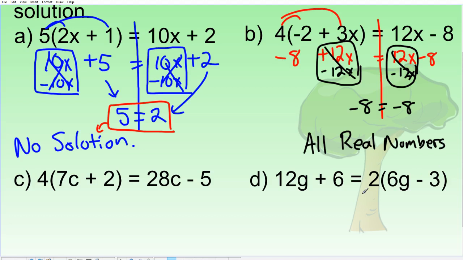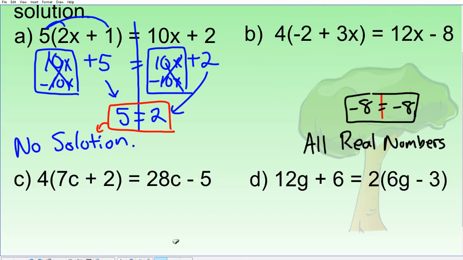Every one of them. And here's how I know that. Because when my variables canceled out on both sides, I got something that is true. And that means this problem will always be true. No matter what number you plug in, it will work. So, an example. If I pick some random number, let's try 2. If I plug in 2 for x, this side I get 12 times 2 minus 8.